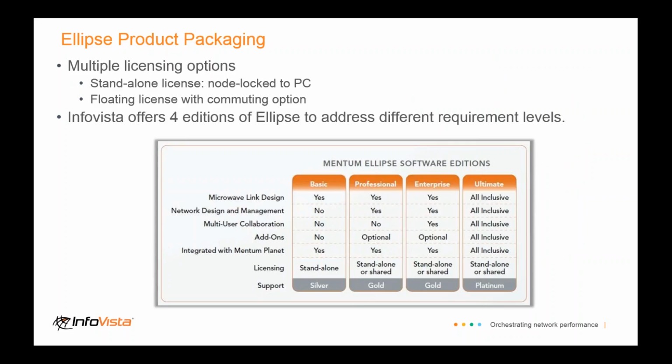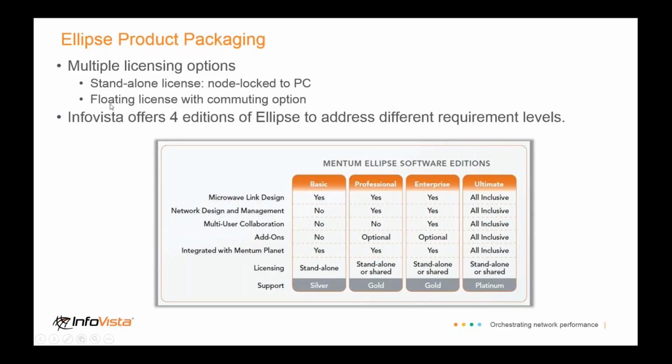This is the product packaging that we offer today. So in terms of licensing, we do offer a standalone license. That means it's locked to a PC. Only that PC can operate the license. And if you want another PC to be able to open Ellipse in a different PC, then you need to get another standalone license. So it will be counted as two different licenses.